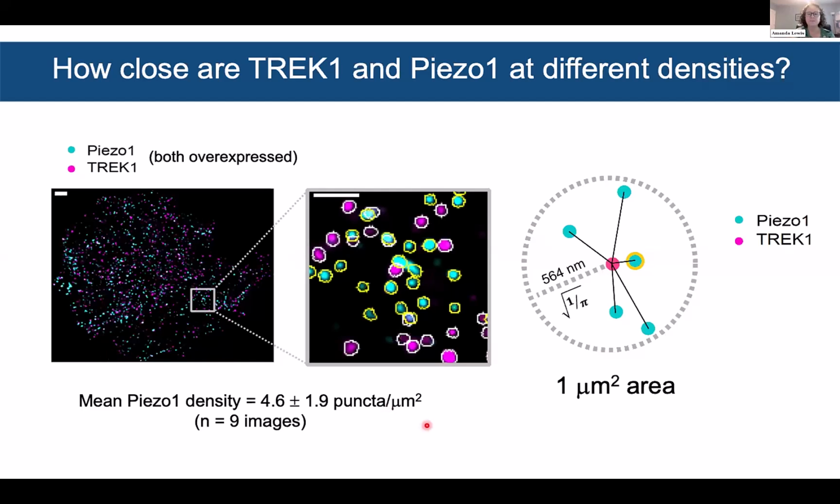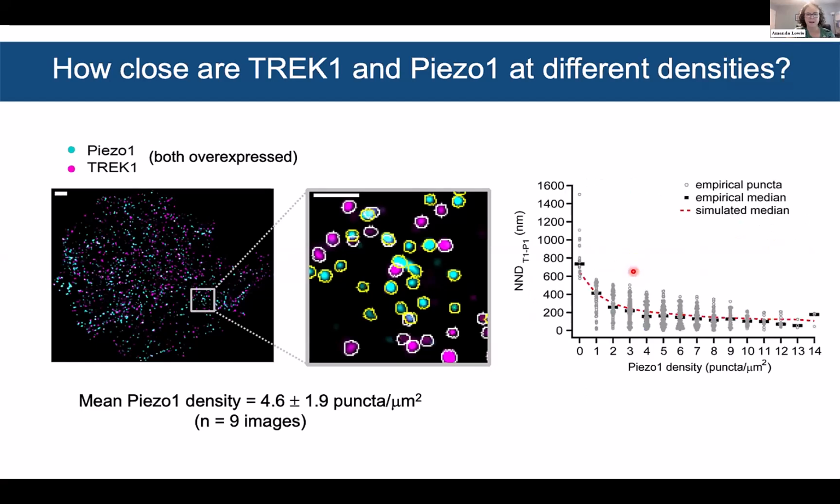And so for analysis, what she did was for each TREC1 puncta, she drew a 1 micron area circle around the point and calculated two things. First, the local piezo1 density, simply by counting the number of puncta in the circle. So for this particular example, this would be a density of 5 channels per micron squared. And second, measuring the distance to the nearest neighbor, in this case, the punctum highlighted in yellow. And Marie then binned and plotted these data as a function of piezo density.